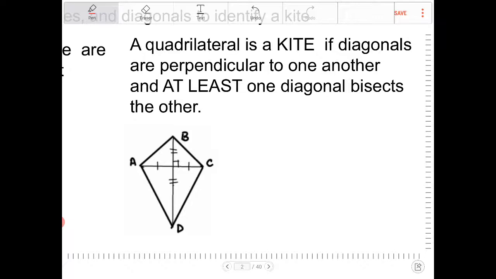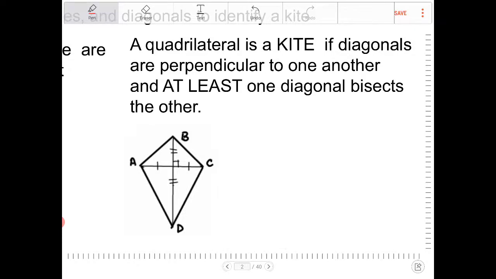If you need convincing as to why this is the case, I encourage you to pause the video and convince yourself. I'm not going to do this in this video just because I want to get through some of the key concepts related to the algebra that's involved. But the main takeaway is one diagonal will be the perpendicular bisector of the other. They are not perpendicular bisectors of each other, unlike a rhombus or a square. So that's the main difference here.